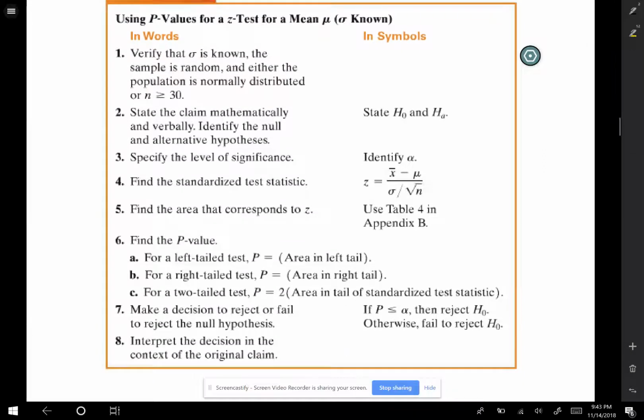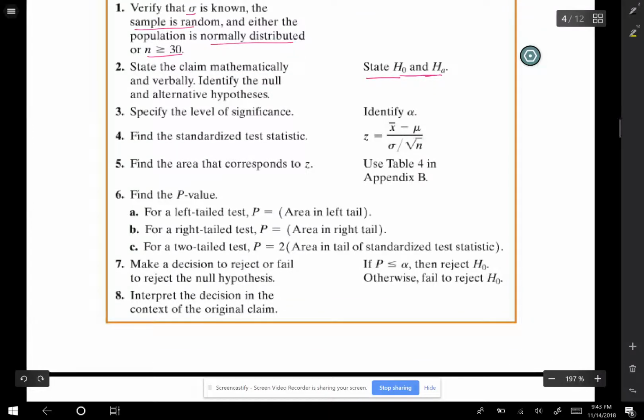We're going to verify that we know sigma, that the sample's random, and either normally distributed or sample size greater than or equal to 30. That's before we ever start the problem. We verify that to see if we can even do the z-test. Then we're going to state the claim like we did back in section 7.1, the null and alternative hypotheses. We'll specify the level of significance, so that'll be in the problem. So we're going to identify what alpha is. We're going to find z using this formula right here.